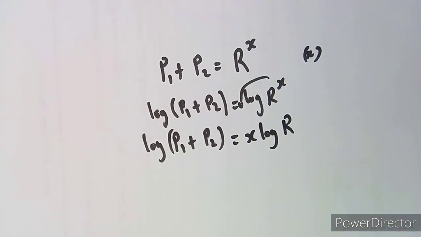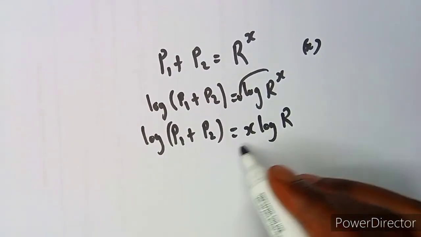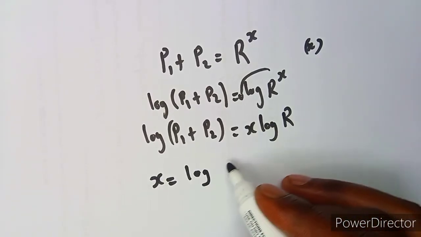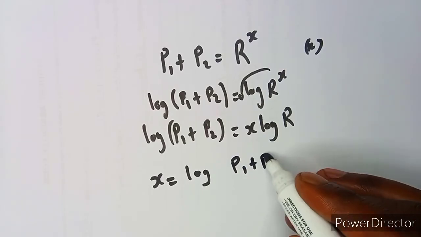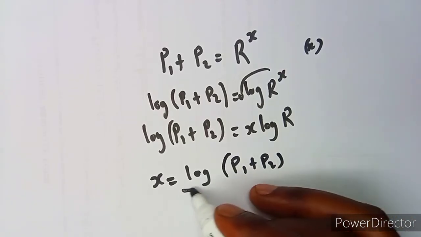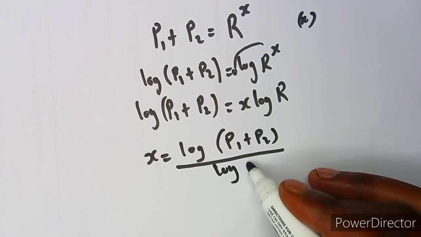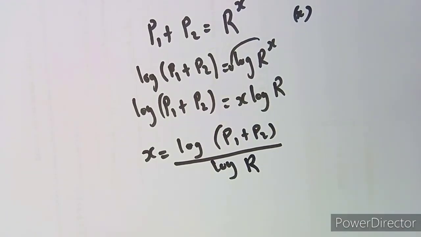Okay, we need to find the value for x in this case, so we can divide by log r so that x is going to be log of P1 plus P2, everything over, because we have divided by log r, it's going to be over log r, like this. So we have made x the subject. That is what we have.